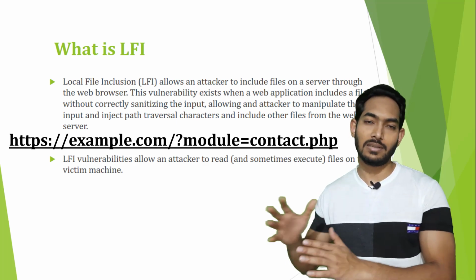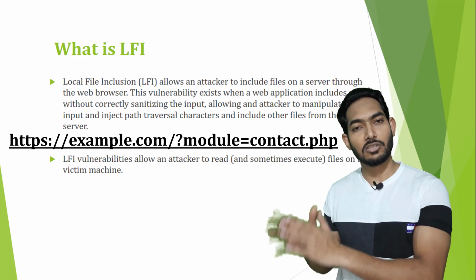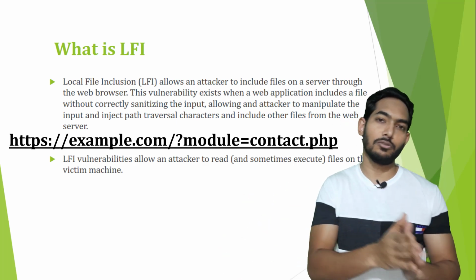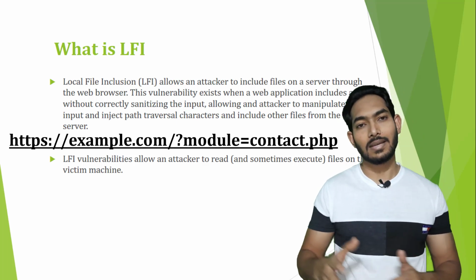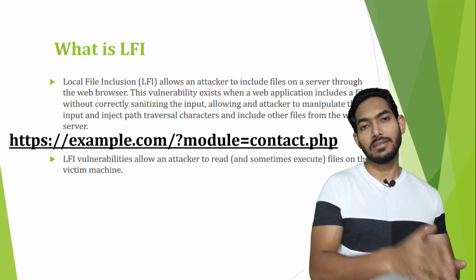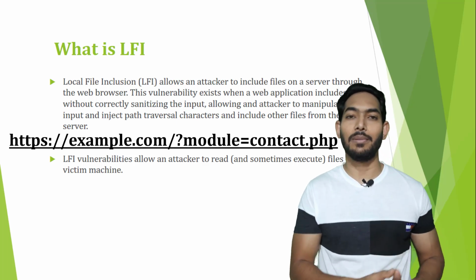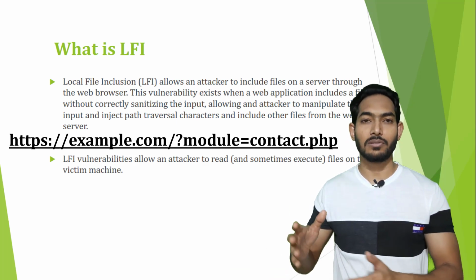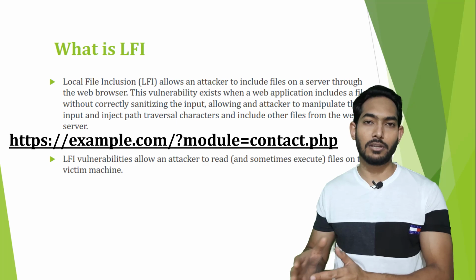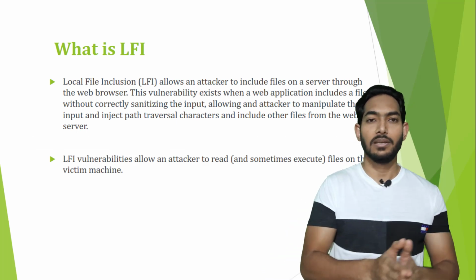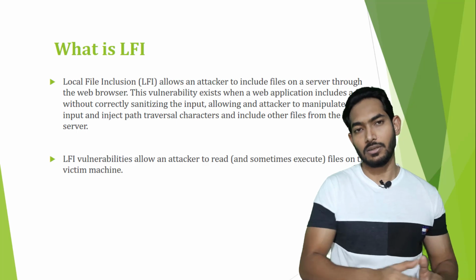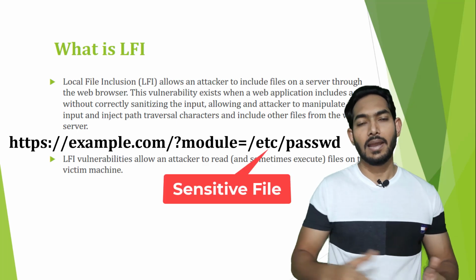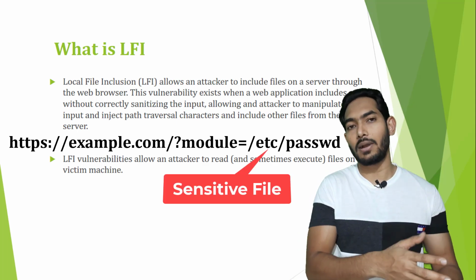So what it is doing is taking the content of this contact.php page from your web server and displaying it in your web browser. This is exactly where the vulnerability is. An attacker can take advantage of this by replacing this file with some other sensitive file. If a web application is taking the content of a normal file and displaying it, the attacker can replace this normal file with any sensitive file and try to fetch its content on the web page.